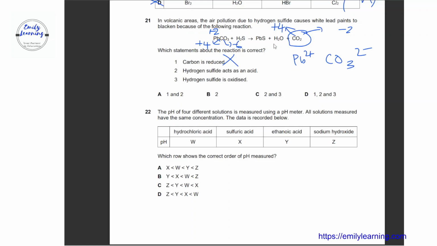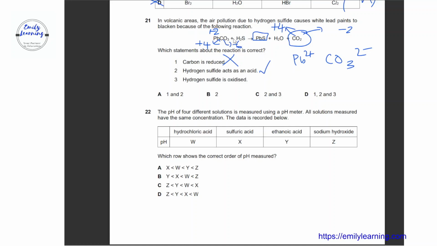Next, hydrogen sulfide acts as an acid. So H2S from H2O. It's not an acid, right? There's no acid reaction, or is there? Oh, there is. If you look at this, this is a carbonate, right? If carbonate reacts with acid, it will give carbon dioxide, water, and salt. So this S is just like the anion of the salt. Then you have water and carbonate. So yes, this is correct. Hydrogen sulfide acts as an acid. So this is an acid-carbonate reaction.